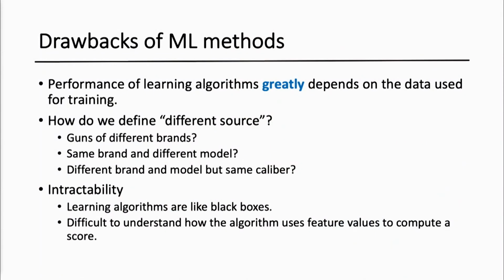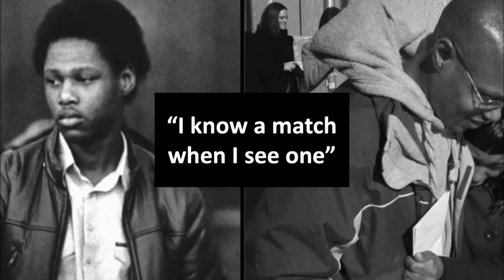And there's the issue of intractability. All of these algorithms are a little bit of a black box, and it's kind of difficult to understand how the algorithm uses the different features to compute the score.